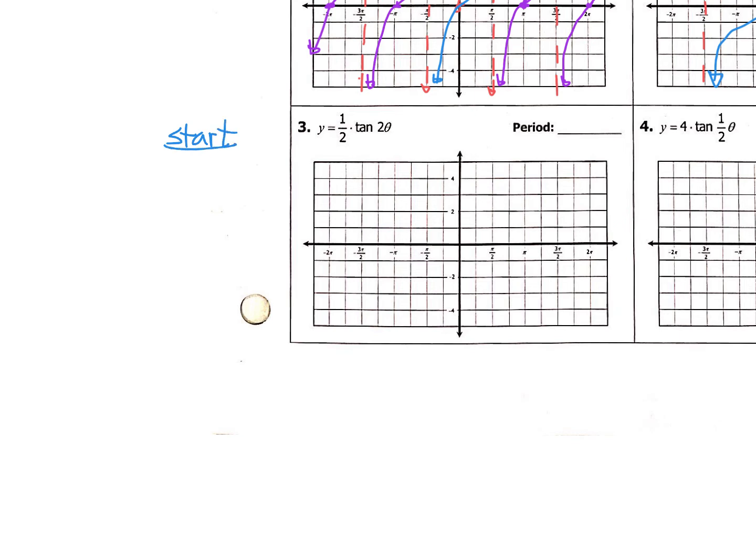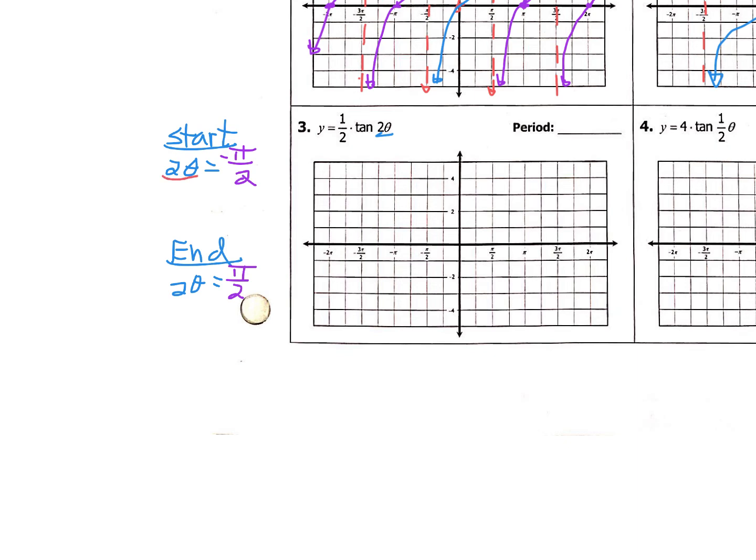So our start is going to be this 2 pi is going to equal, and then our end is going to be the 2 theta equals. And then our normal asymptotes for tangent are pi over 2. Nope, that's going to be negative pi over 2. That's our start. And then pi over 2 is our end. The reason why negative pi over 2 is our start is because it's on the left.